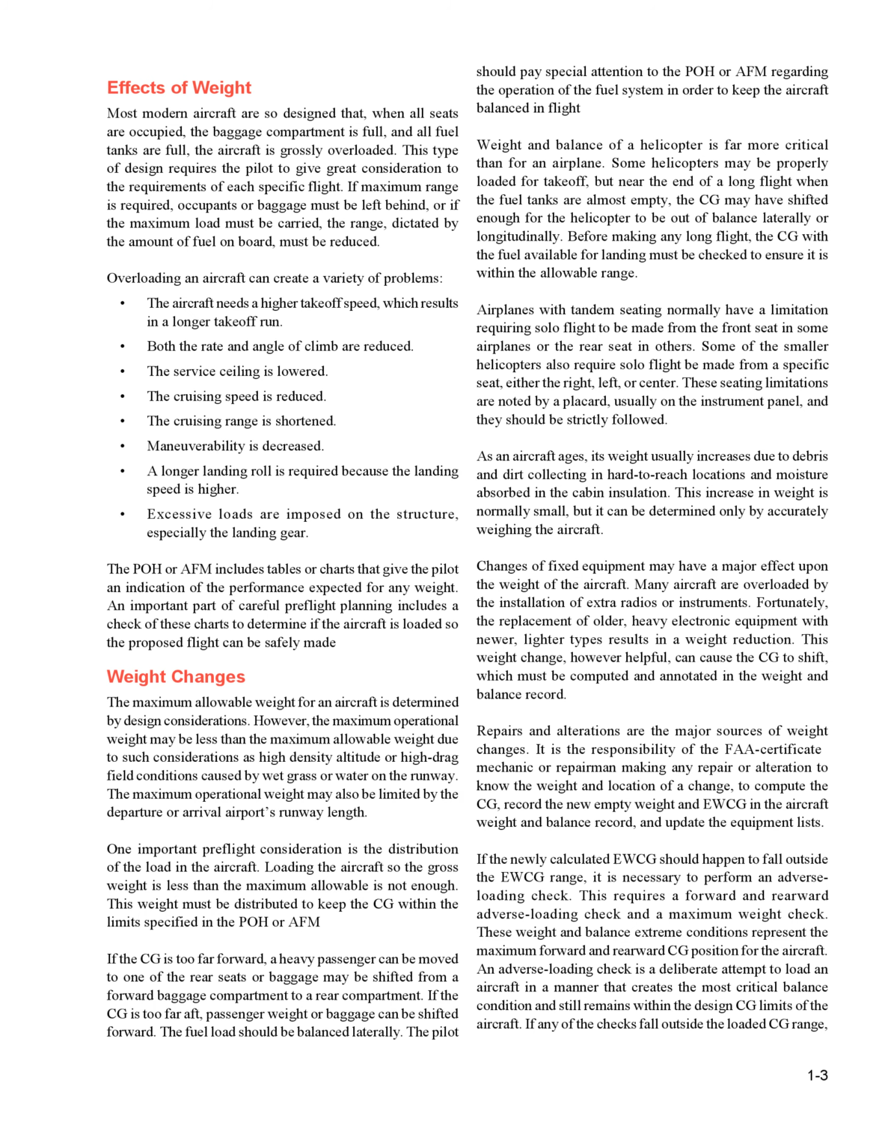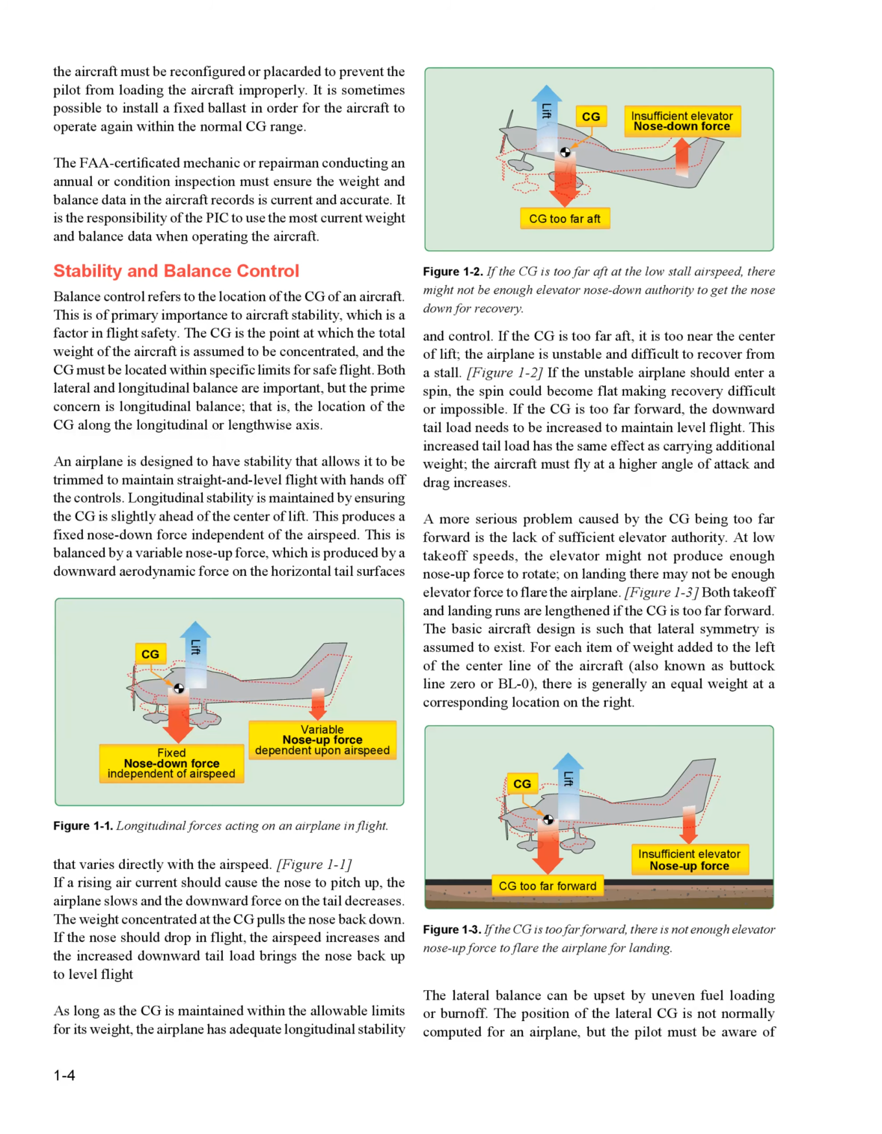If any of the checks fall outside the loaded CG range, the aircraft must be reconfigured or placarded to prevent the pilot from loading the aircraft improperly. It is sometimes possible to install a fixed ballast in order for the aircraft to operate again within the normal CG range. The FAA certificated mechanic or repairman conducting an annual or condition inspection must ensure the weight and balance data in the aircraft records is current and accurate. It is the responsibility of the PIC to use the most current weight and balance data when operating the aircraft.